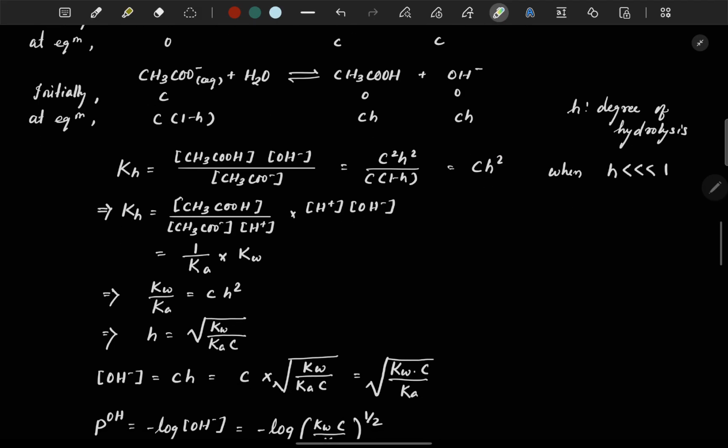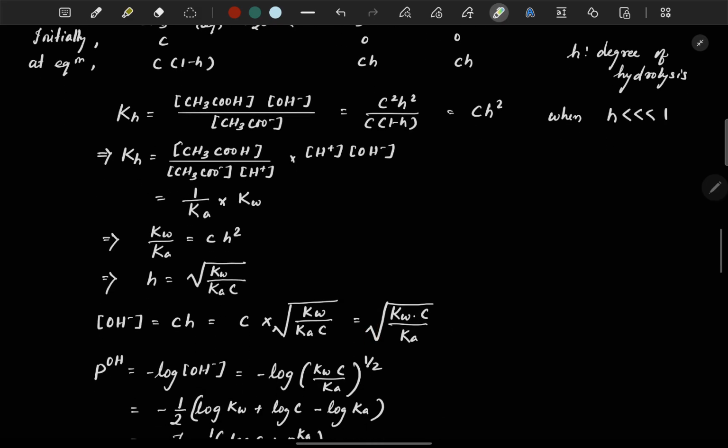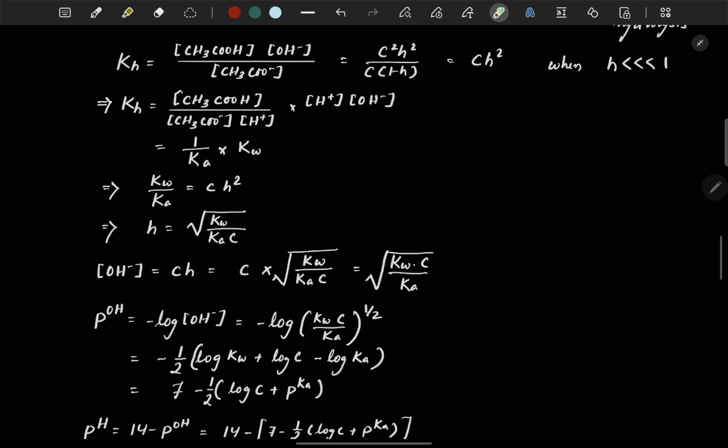So what is the value of h? h will be the square root of Kw divided by Ka into C. So what is the value of the concentration of OH minus ion? The concentration of OH minus ion at equilibrium is equal to C into h. So putting the value of h, we will get it is the square root of Kw into C divided by Ka. So we know the pOH is equal to negative logarithm of OH minus ion.